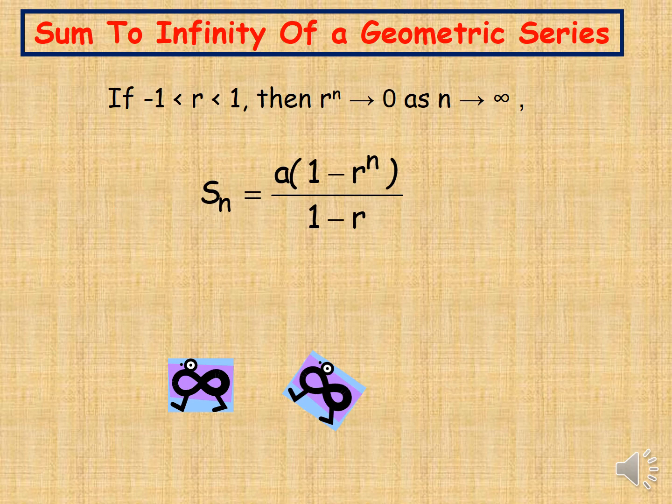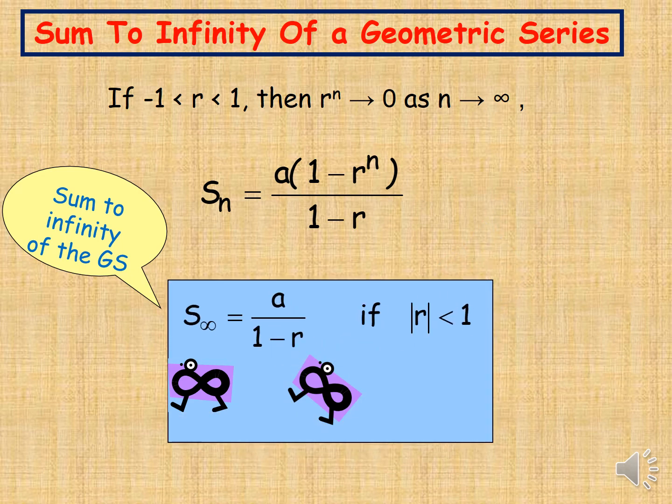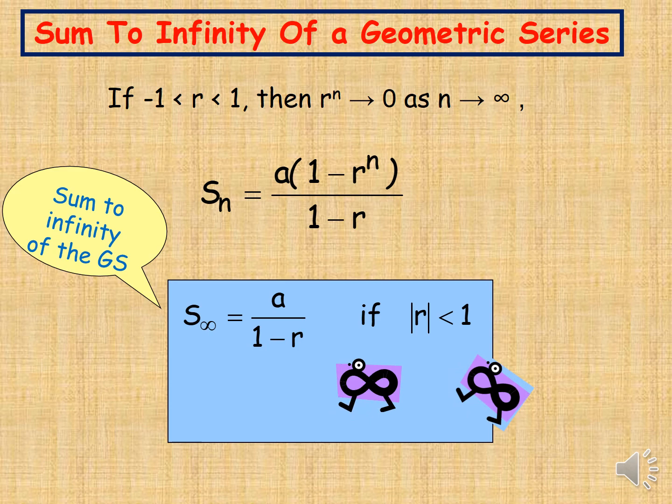Sum to infinity of a geometric series. From the Sn formula, if r is in the interval negative 1 to 1, then r to the power of n approaches 0 as n approaches infinity. So, the sum to infinity of the geometric series is given by S infinity is equal to a over 1 minus r, if the absolute value of r is less than 1.